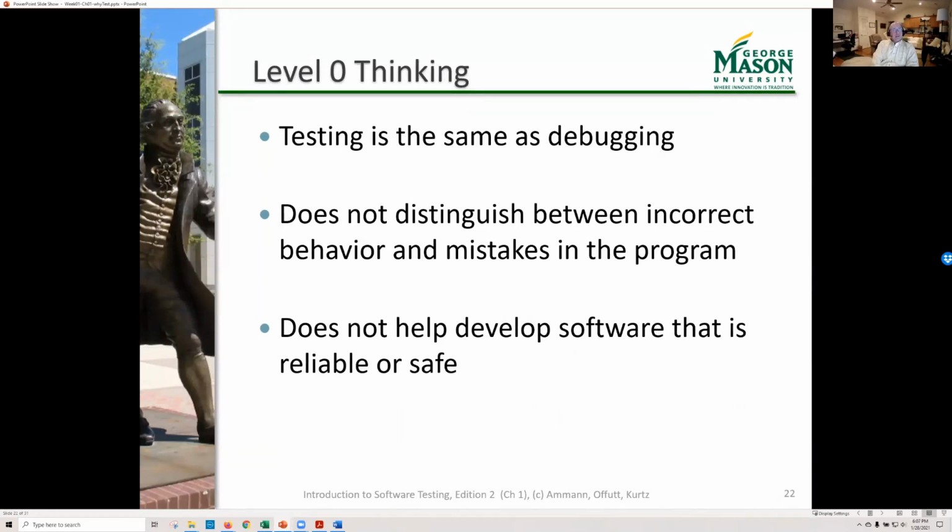Oh yeah, I had breakout slides for each of these. I've probably talked to most of these, so I'm just going to skim these to see if there are any important points that I want to bring up that I didn't already. So yeah, level 0. There's no difference between incorrect behavior and mistakes, right? Faults, failures, errors, whatever. It's all just bugs. Doesn't really help us develop software that's reliable. We're just kind of taking a haphazard approach at finding things.